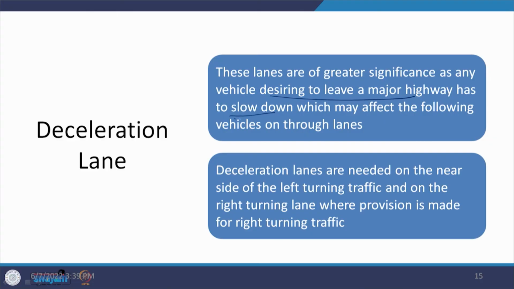So, they have to slow down, but if they are slowing down in the through lane, then it is going to affect the capacity of that lane, and that is where there is a requirement of provision of a deceleration lane. Now, these deceleration lanes are provided for left turning traffic on the near side, and if you are talking about the center of the road, then it is in the case of right turning traffic, and we have looked at that particular design.